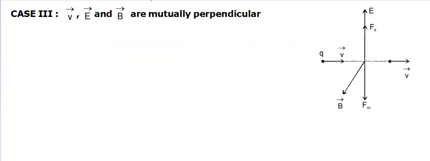Let's go for the third. In the third case, V, E and B are mutually perpendicular. In that mutually perpendicular case, a very special case we are considering, which is shown on this figure. Let's say the magnetic field is in the direction of the Z axis, the electric field in the direction of the Y axis as shown over here, and the particle is moving in the direction of the X axis. So velocity is along the X direction and the two fields are perpendicular, so you can see they are mutually perpendicular to each other.